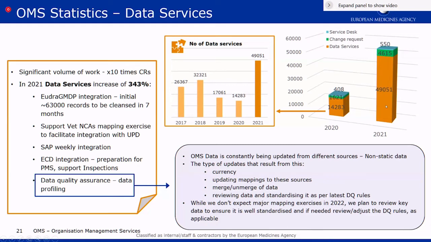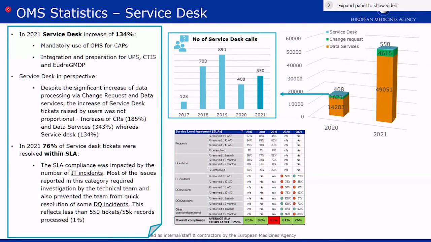When we look at the full picture, we saw our data services, we saw our change requests, we still have a small share of services and tasks being performed, even though we didn't notice a proportional increase compared with change requests and data service activity. We still had an increase between 20 and 21, an increase of 135%, and even with this small increase, it's still more tasks for us to handle.